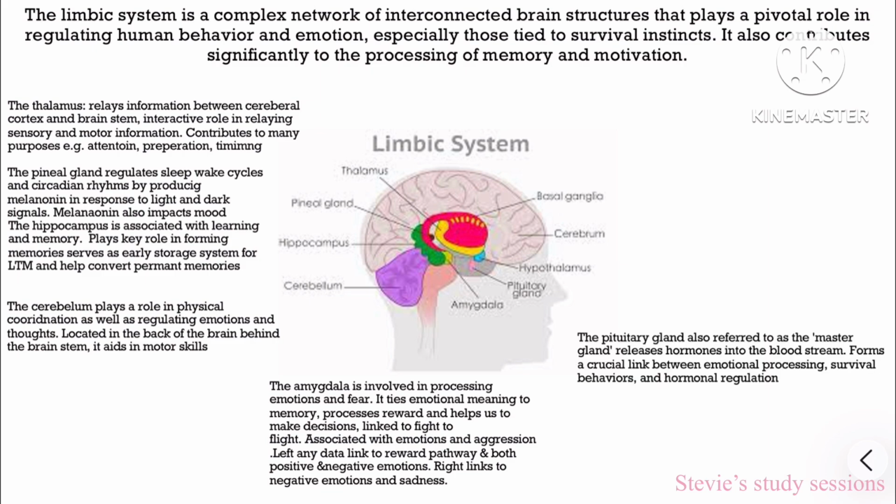The pituitary gland is also known as the master gland. It releases hormones into the bloodstream and forms a crucial link between emotion processing, survival behaviors, and hormone regulation.